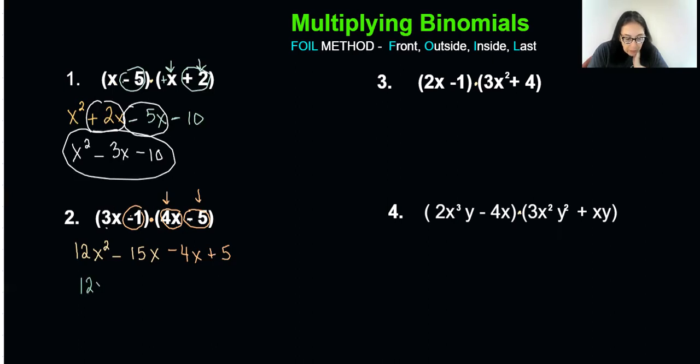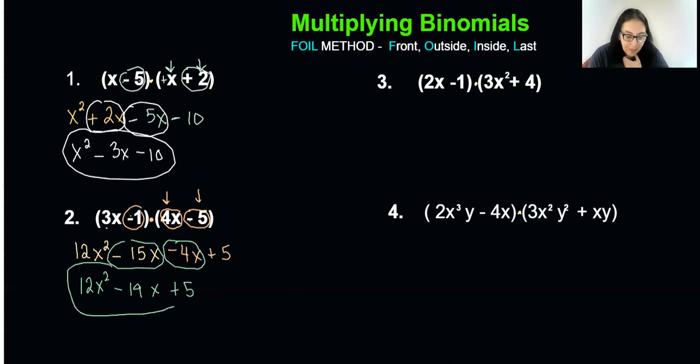I've got a -15x and I've got a -4x. So if you have 15 negatives and I give you 4 more negatives, then you've got 19 negatives altogether. All right. And then I still have this +5, this constant by itself. And we are done. Remember, a constant is a number that doesn't have a variable with it.